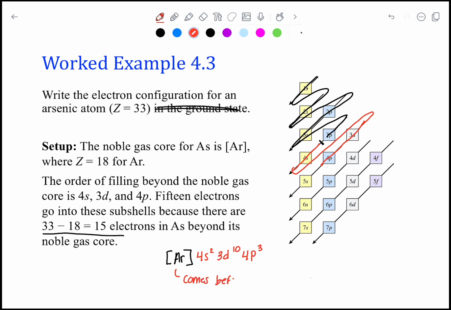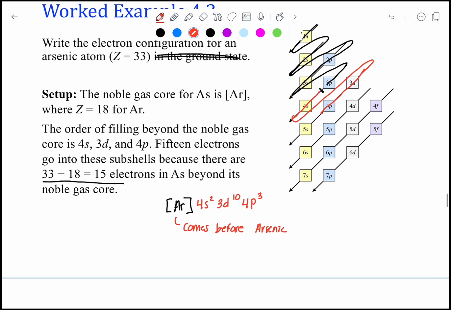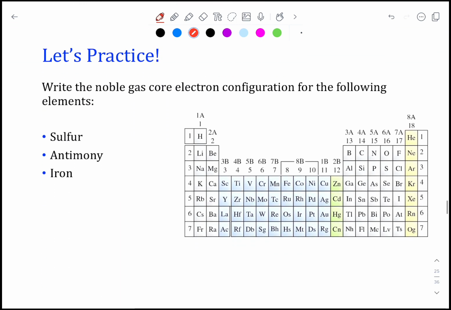It's before arsenic. Okay, so let's continue to practice that with electrons coming before the noble gas that comes before it.